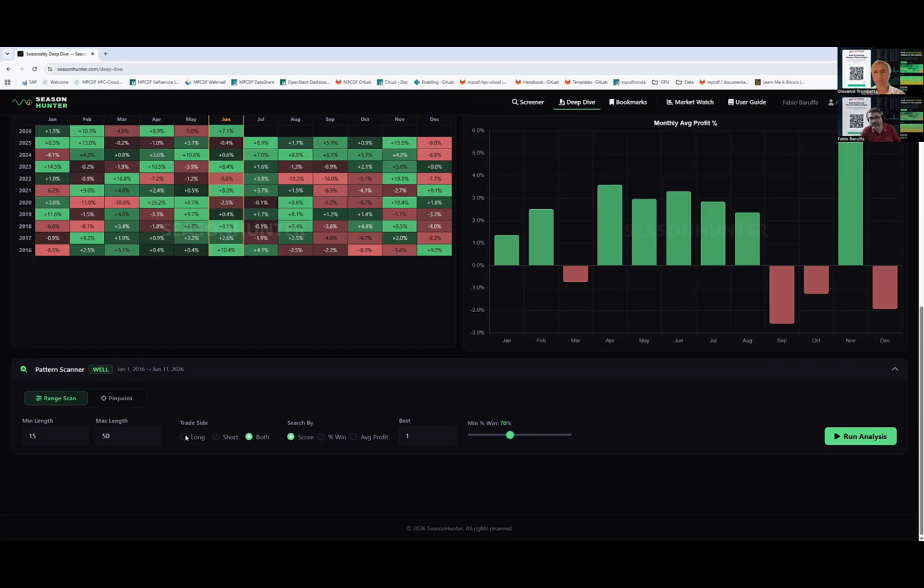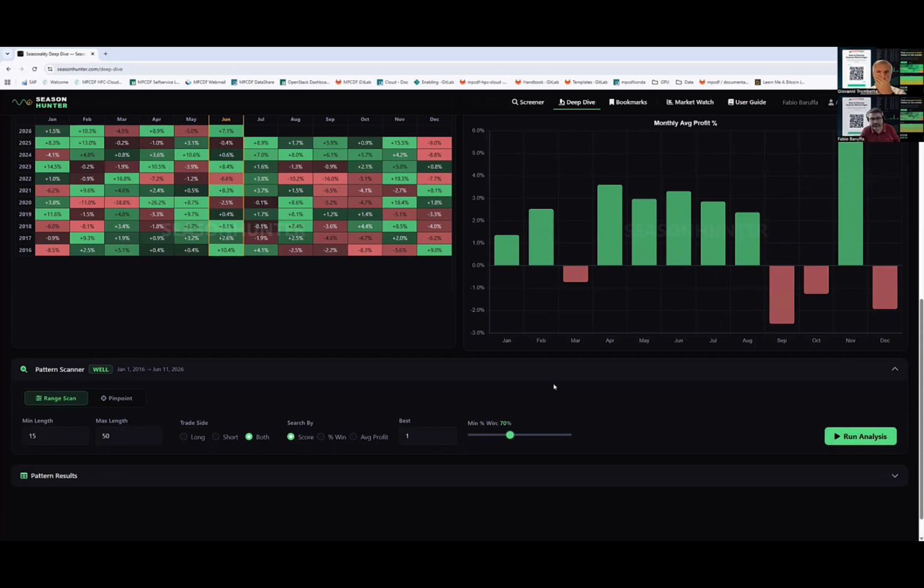Then I want to analyze the side. In this case, I want to analyze long and short, making them compete, because there might be seasons where you will have to go short on this ticker. For example, September looks like that in this case. Then I want to search by score, percent win, or average profit. In this case, I choose score. For each month, you tell me only the best one. You can even choose the 2 best or the 3 best, and the mean percentage win.